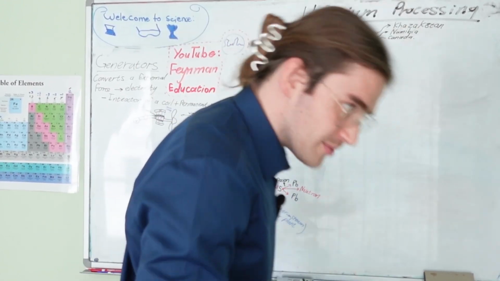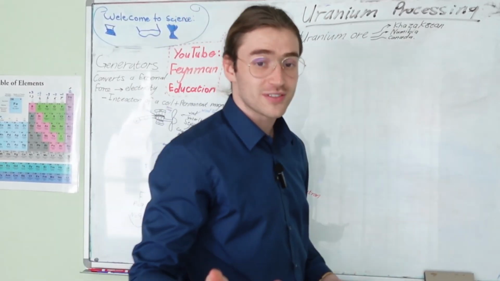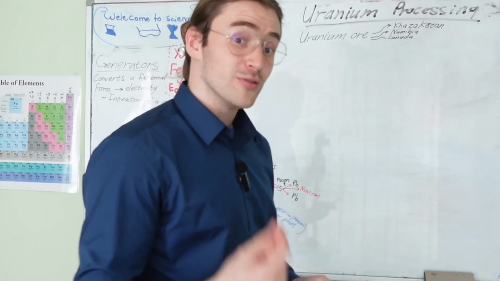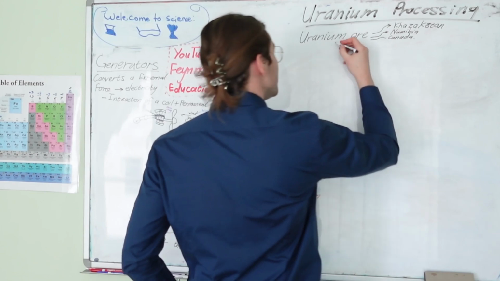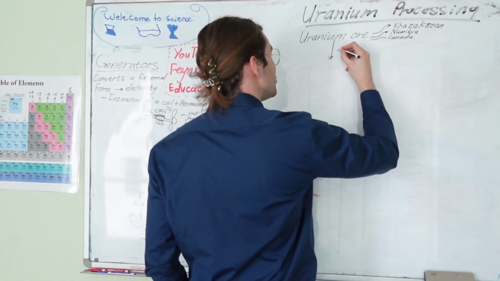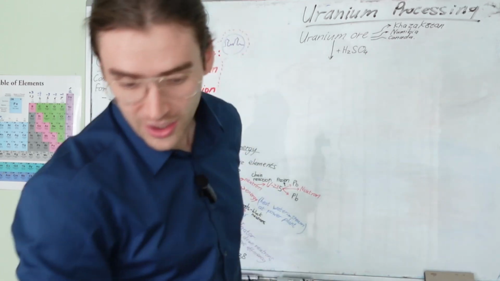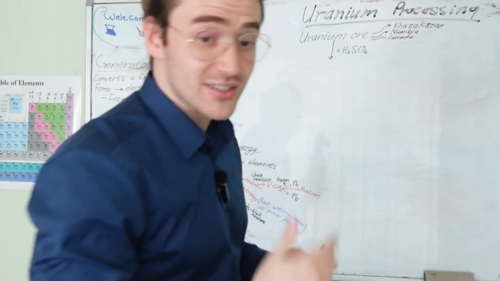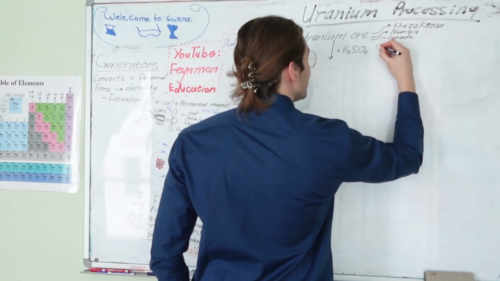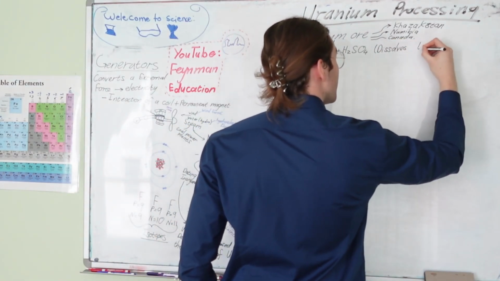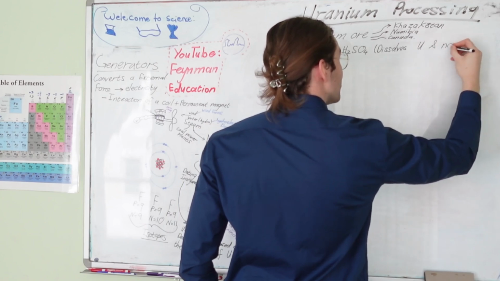So this uranium ore now needs to be processed, but unlike Minecraft's iron or copper or something like that, it can't be melted down and then separated. We have to use acid. So this uranium ore is going to be treated with specifically sulfuric acid. Now this sulfuric acid is going to dissolve the uranium and not the rock.